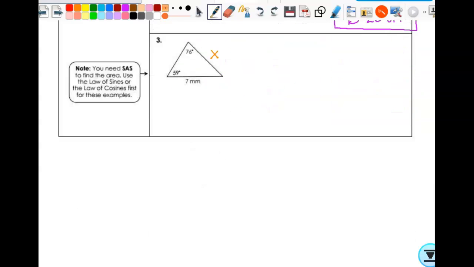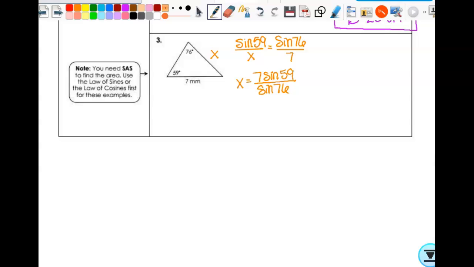Law of sines, yes. So I'm going to have the sine of 59 over x equals the sine of 76 over 7. So x is equal to 7 times the sine of 59 over the sine of 76. Okay, but I'm not going to put that in the calculator yet, because if I do, I get a decimal, and some of us don't know how to handle those correctly. So we're just going to pause right there.